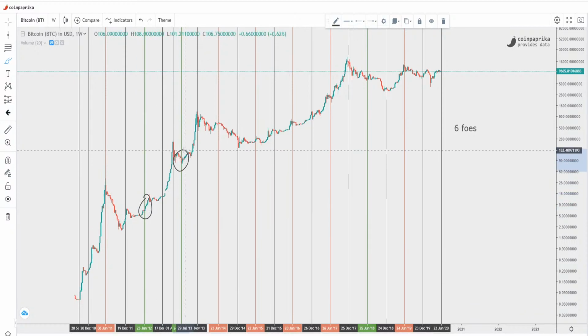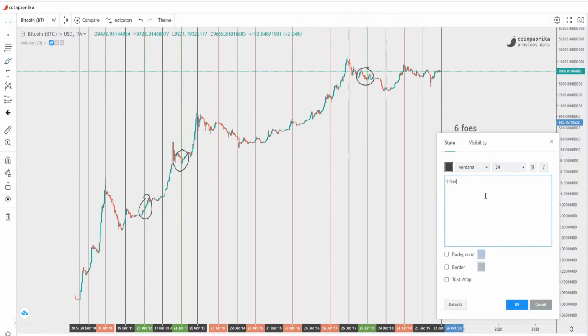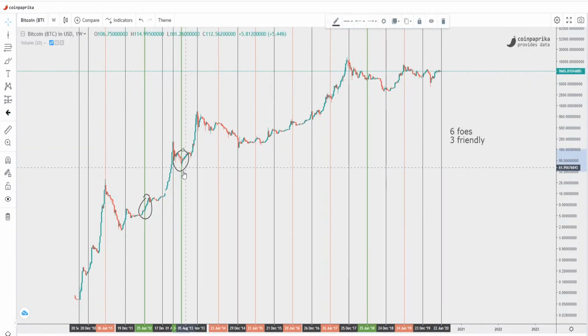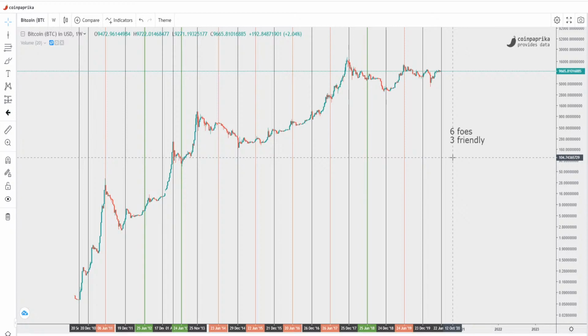1, 2, and 3. 3 friendly. So folks, the first step here for this analysis is to acknowledge how many occurrences we had in the bigger picture of Bitcoin. And as you guys can see, 9 times, which is very significant in my opinion.